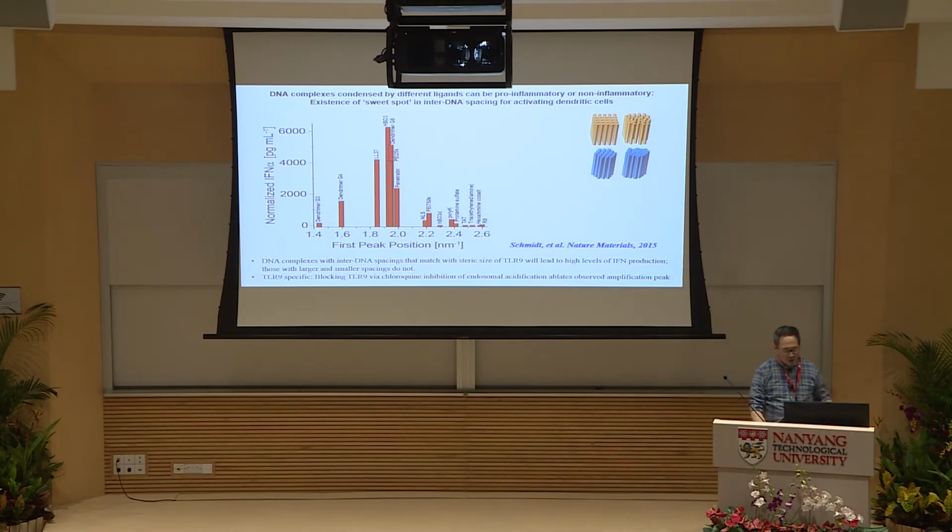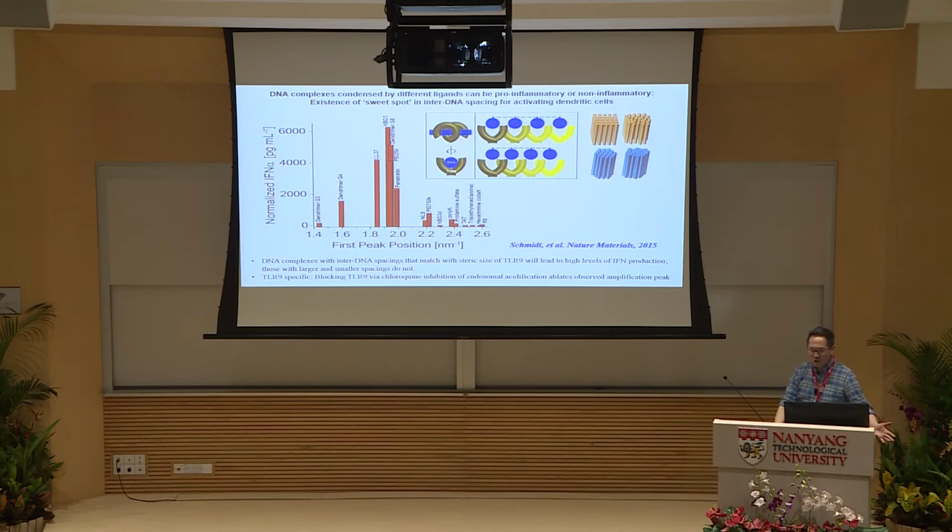And so we looked at this and we asked, like, what is so special about this periodicity? And the hypothesis we came up with was it actually matches up quite well with the steric size of toll-like receptor 9. So we thought maybe when you form a complex, and you form a complex at the right geometric spacing, it presents this multivalently to an array of close-packed toll-like receptors, and this will lead to an amplified outcome.